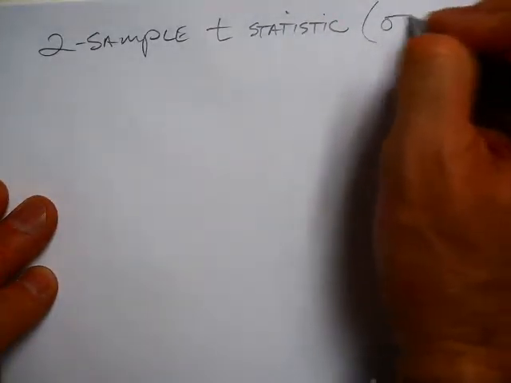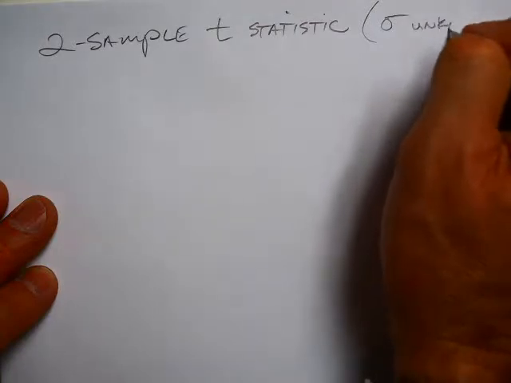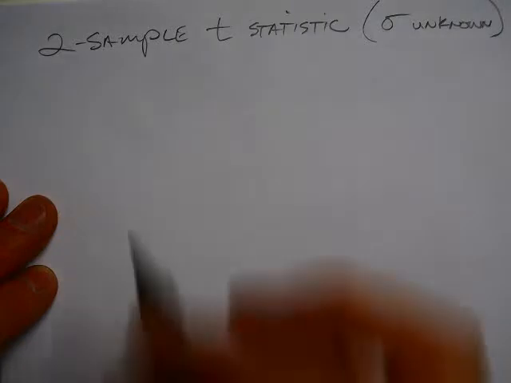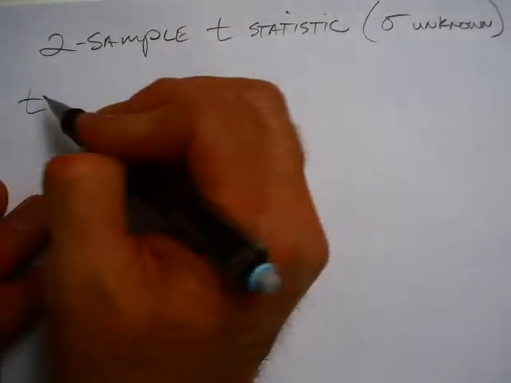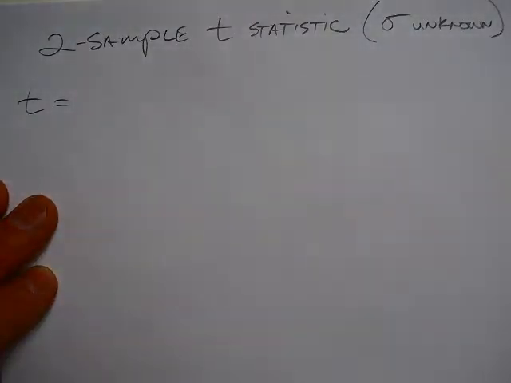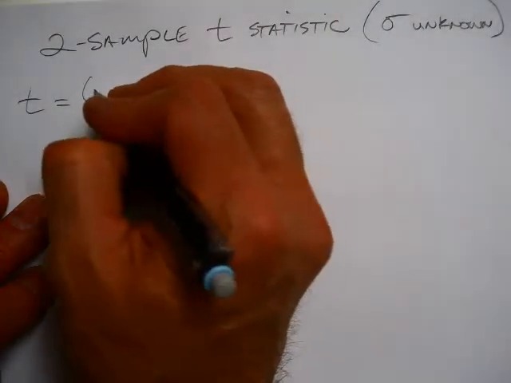This is where sigma is unknown. So we've got to calculate the sample standard deviation. So that gives us T. Conditions are all the same except normality. We don't really need it.